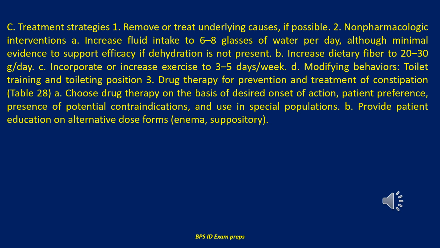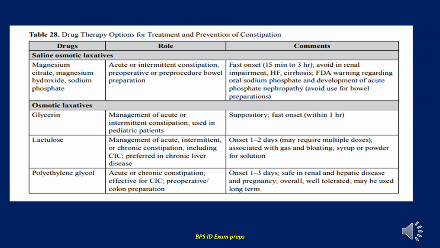A. Choose drug therapy on the basis of desired onset of action, patient preference, presence of potential contraindications, and use in special populations. B. Provide patient education on alternative dose forms, enema, suppository. Pause the video and carefully scrutinize Table 28 summarizing drug therapy options for treatment and prevention of constipation.